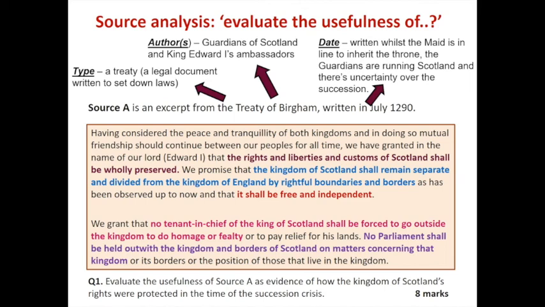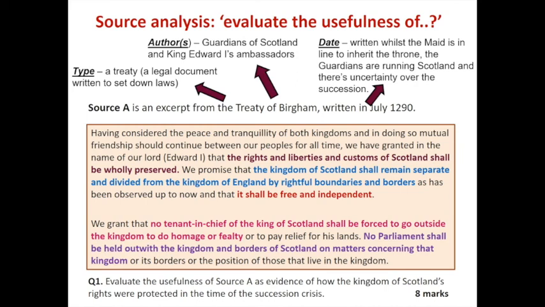So in this case, obviously it's the Treaty of Birgham. That means it is a legal document. Any treaty signed between 2 countries is a legal document when it gets signed off and the royal seals, or the seals of the Guardians in this case, are put on it. So our type is a treaty, a legal document written to set down laws. So in this case, it's going to be quite a reliable source. If it's something as important as a law, then yes, we can absolutely rely on this to be fact.